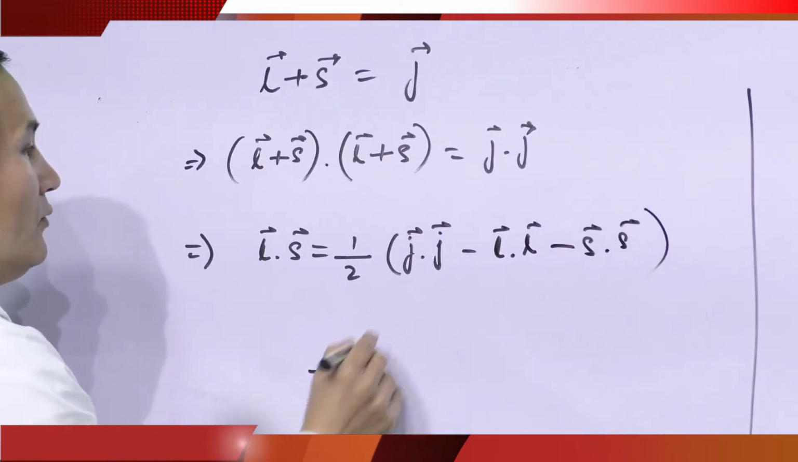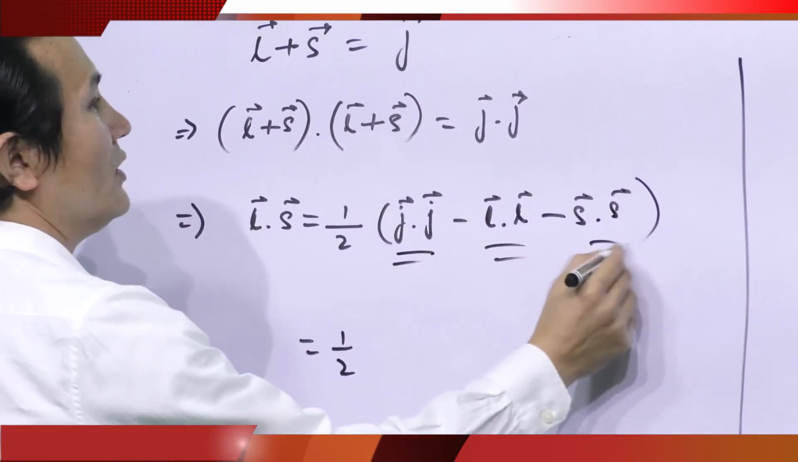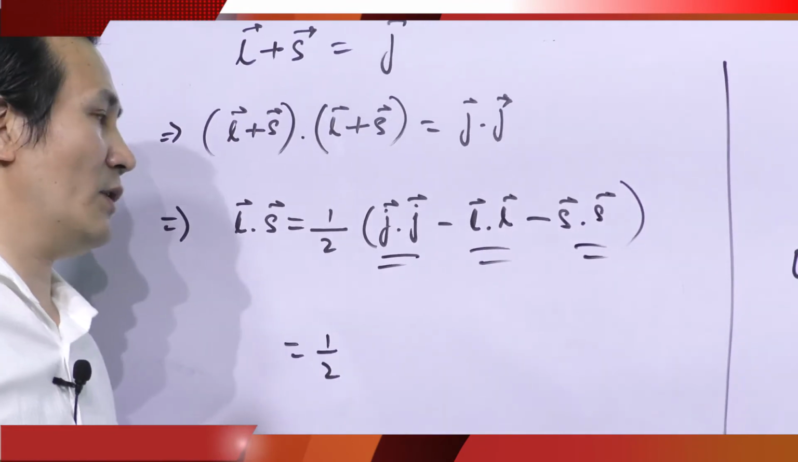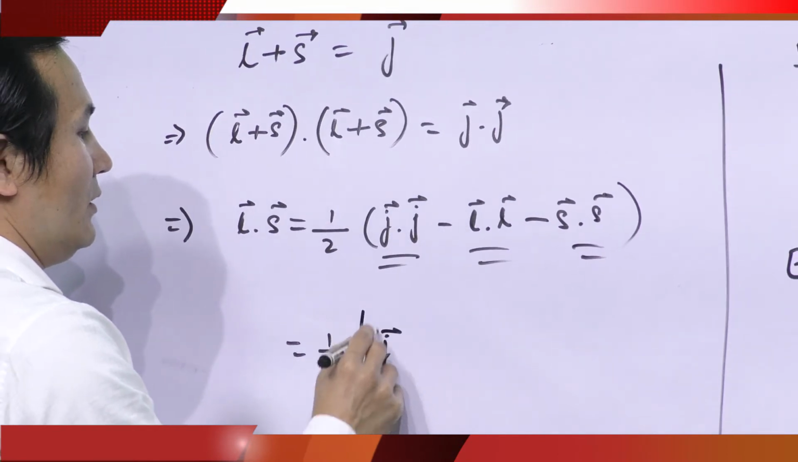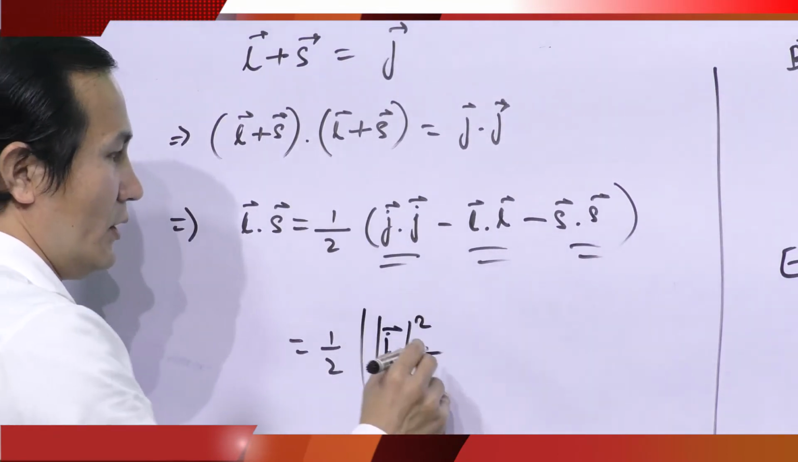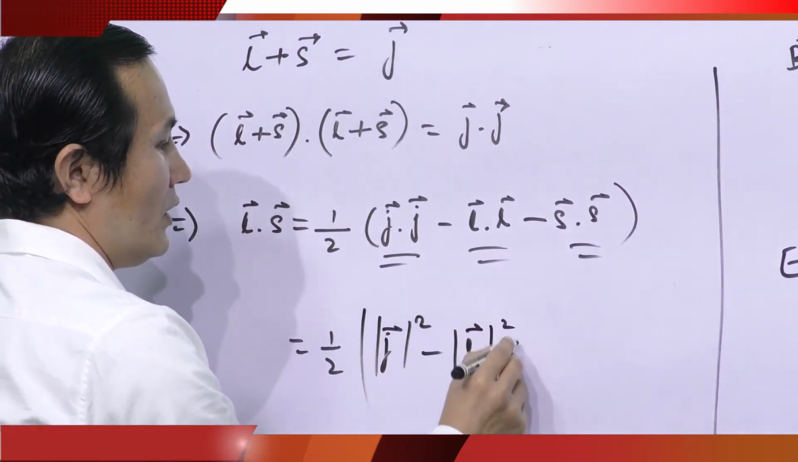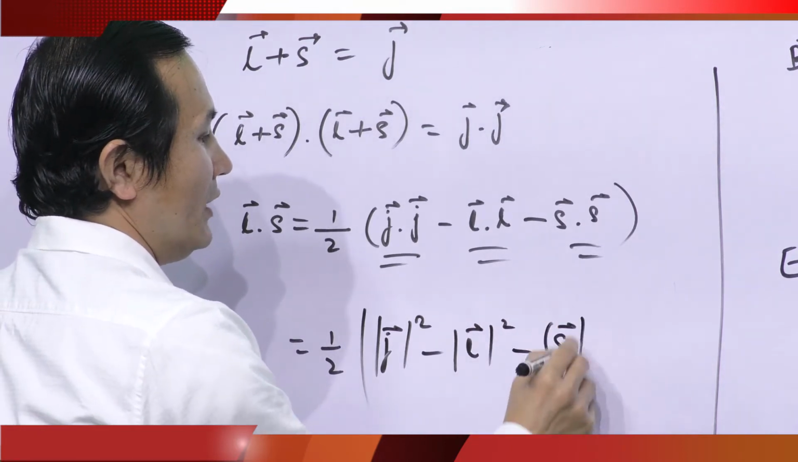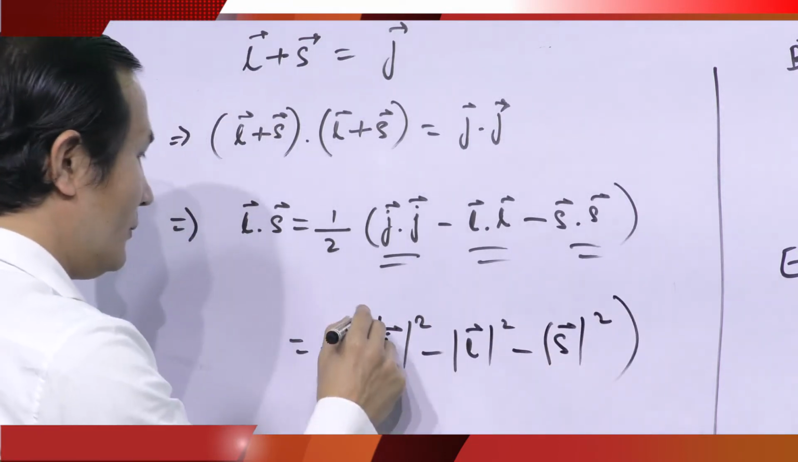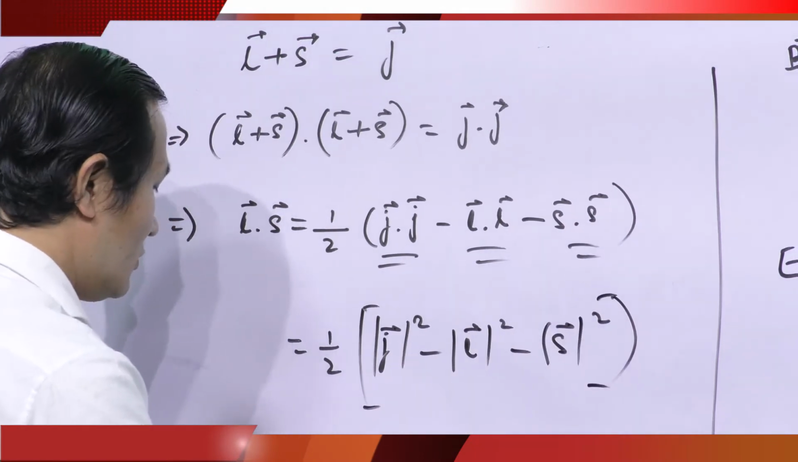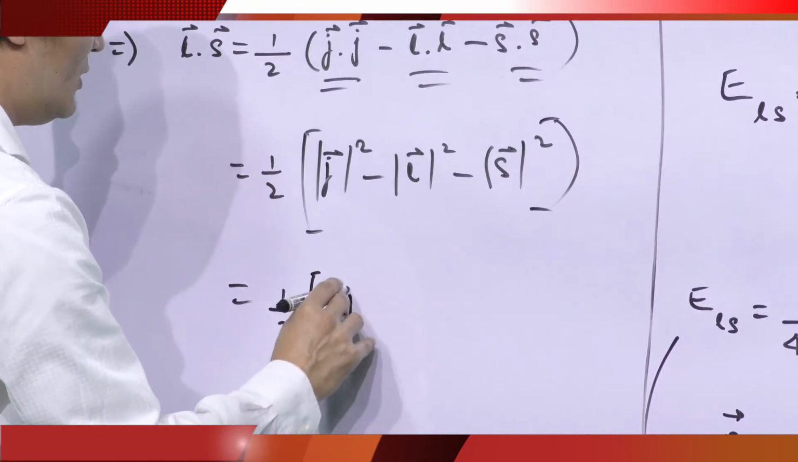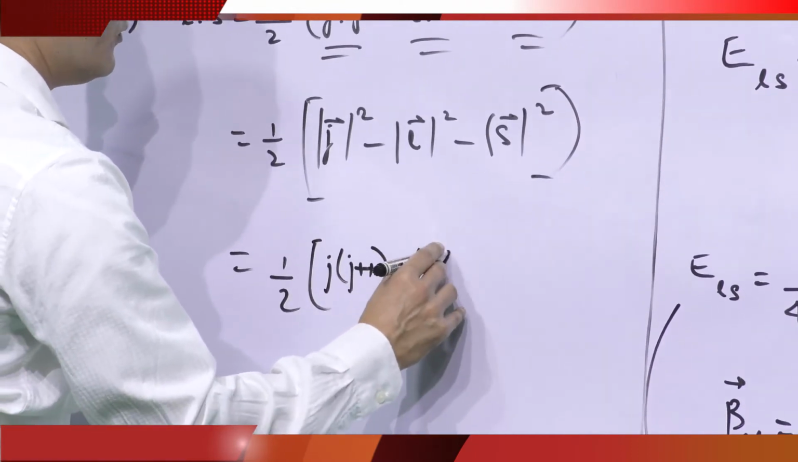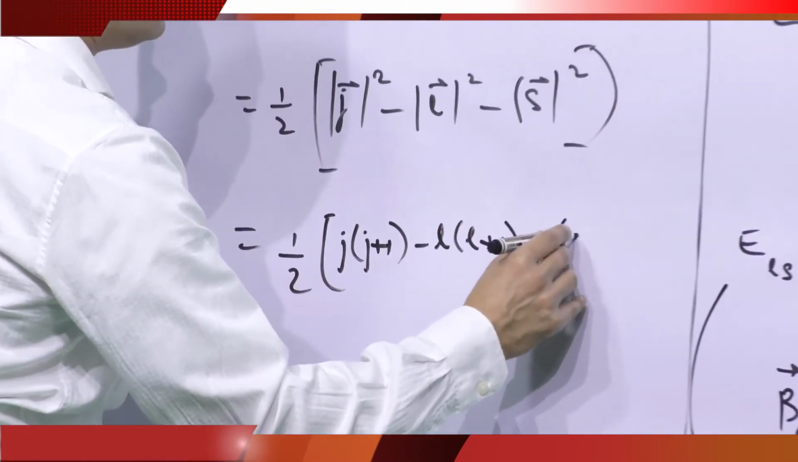So you insert these values, and this relation you have known, or I can write it instead of this. You can also write this as J vector magnitude square, L vector magnitude square, S vector magnitude square. So this is the thing. So on putting it, you'll get an expression like this: J into J plus 1 minus L into L plus 1 minus S into S plus 1.